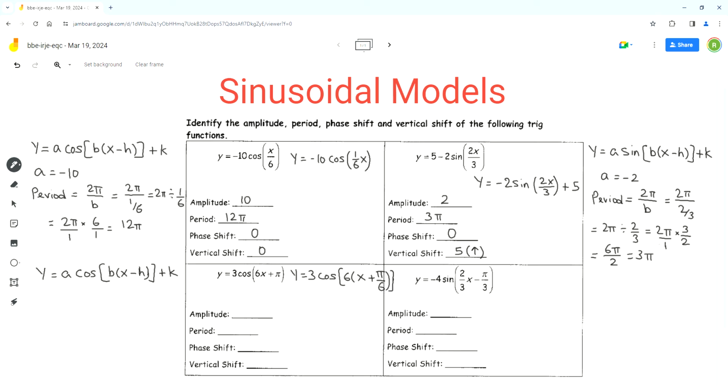So let's start with the amplitude. Amplitude is the a value without the negative sign. Now in this function, the a value is 3. So it is a positive value. So the amplitude is 3.